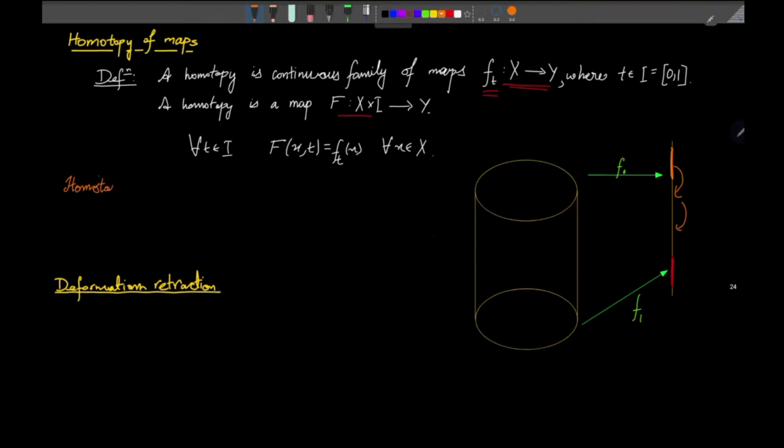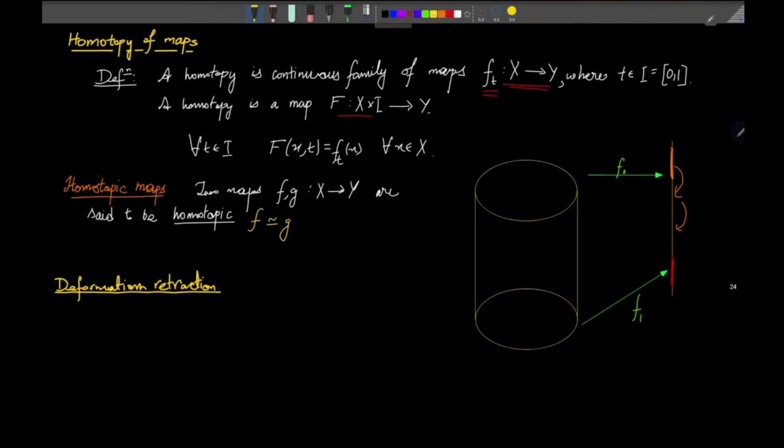Homotopic maps. Two maps, F and G, both from the same domain and codomain, are said to be homotopic. That is really the word for this, and denoted F homotopic to G, not the exactly equal sign, but this squiggly relation.